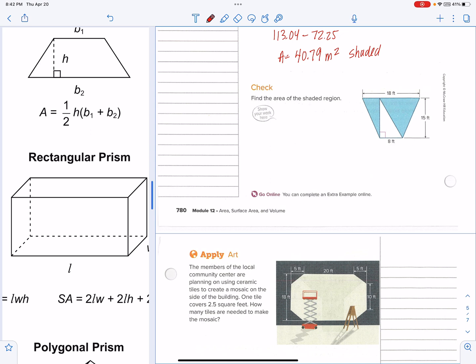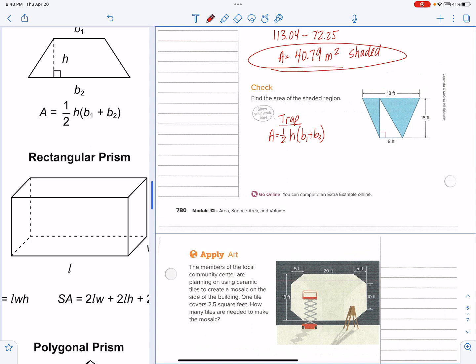Oh no, I just got rid of my circle. So let's do trapezoid first. Is area equals 1/2 of the height times B1 plus B2. Okay, so again, really it's half of base times height.